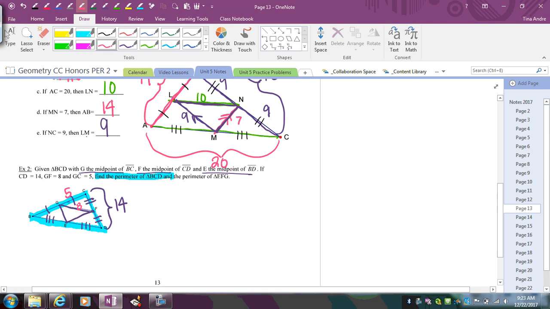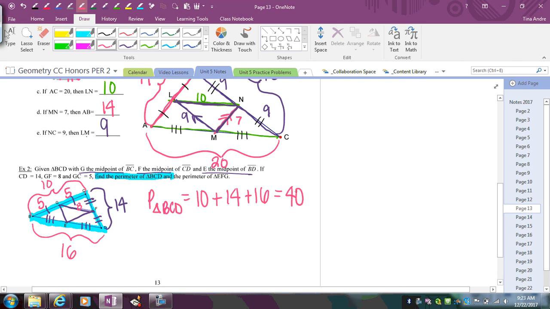If this is 5, well, this piece right here is going to be 5 because G is a midpoint. So that means the whole thing is 10. And then this mid-segment is 8, so that means across from it has to be 16. So then the perimeter of the big triangle, BCD, is going to be add up those sides. So 10 plus 14 plus 16. So when we add those up, we will get 40.